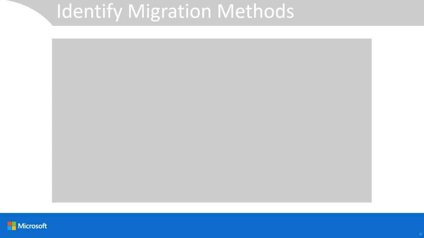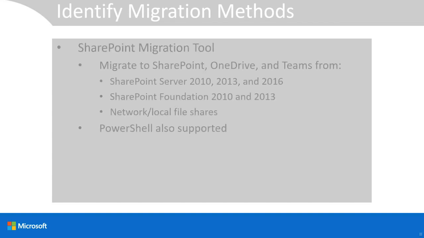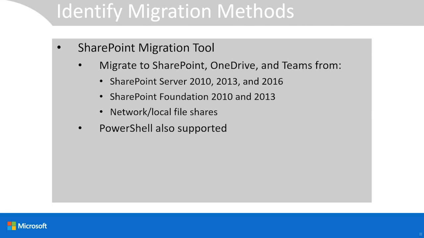Having determined what's going to be migrated, of course, you have to figure out how it's going to be migrated. One tool you might use is the SharePoint migration tool. We're going to see an example of this later on in the class. It allows for migration to SharePoint, OneDrive, and Teams from on-prem instances of SharePoint or SharePoint Foundation, or from network or local file shares. You can also use PowerShell to drive the SharePoint migration tool.